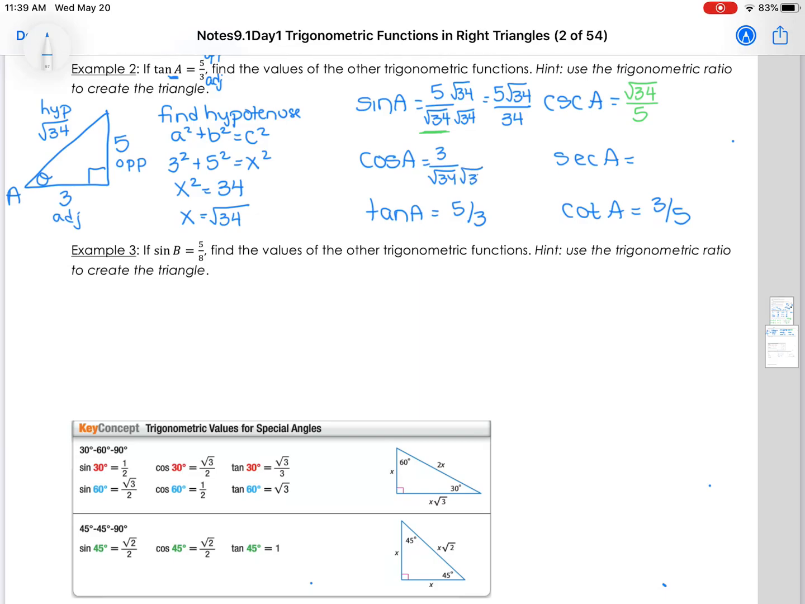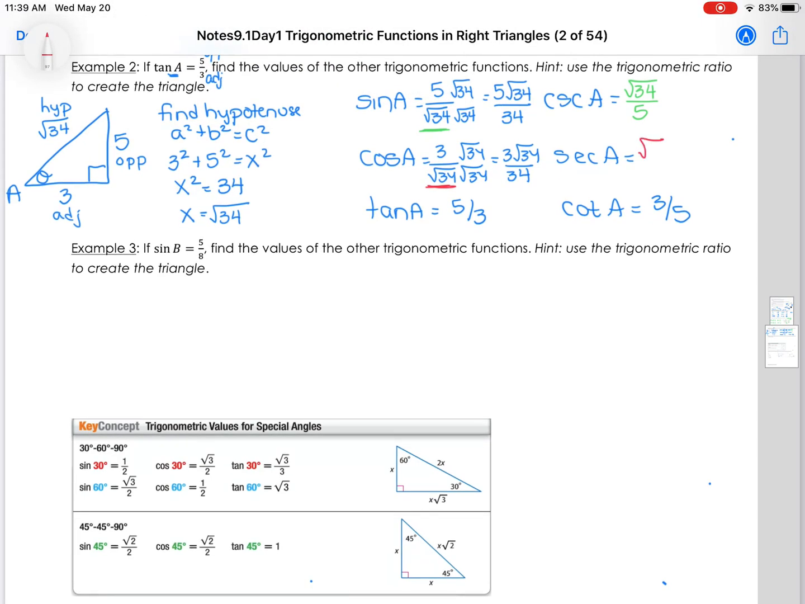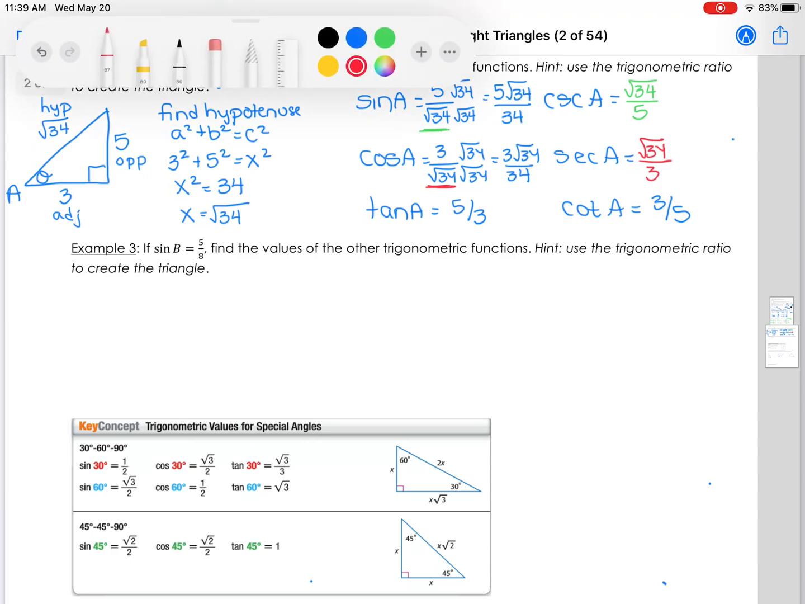Cosine is adjacent over hypotenuse, so very similar idea. 3 over radical 34. Again, rationalize it. And you end up with 3 radical 34 over 34. And then the secant, this is what we wrote for cosine originally, so the secant would then be the reverse of that, or the reciprocal. So all of your fractions should always 100% be simplified completely, so just make sure that you are not leaving them with radicals in the bottom. That should never be the case, and you should never leave things like we did in the first example. If you can simplify them further, make sure that you do that.